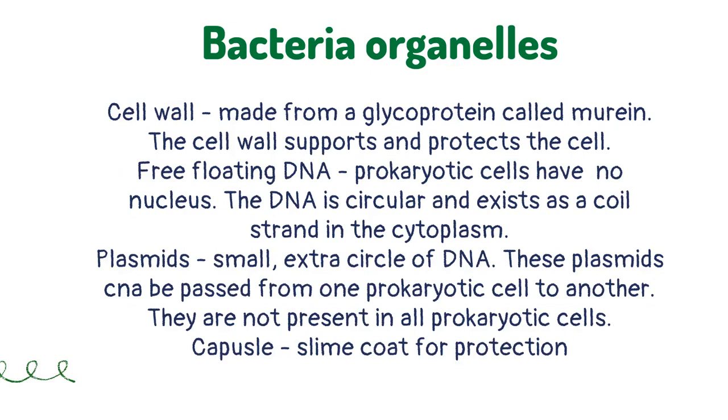Free-floating DNA, prokaryotic cells have no nucleus. The DNA is circular and exists as a coiled strand in the cytoplasm. Plasmids, small, extra circles of DNA. These plasmids can be passed from one prokaryotic cell to another. They are not present in all prokaryotic cells. Capsule, slime coat for protection.